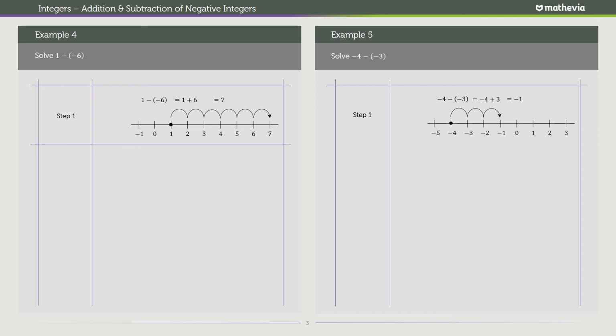Okay, so yeah, that is it for this lesson. Very simple lesson, addition and subtraction of negative integers. And yeah, you can go ahead and solve the questions on the worksheet, and bye for now.